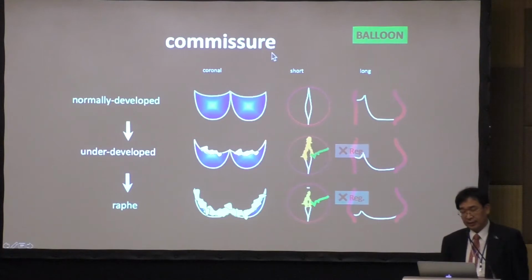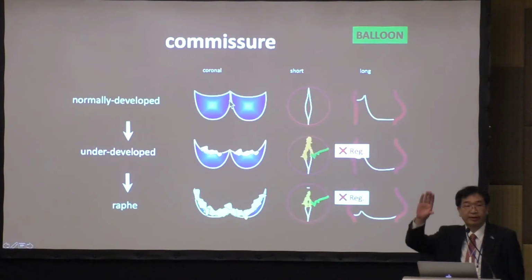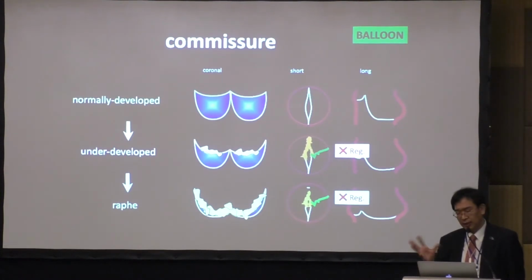Anyway, this slide shows the commissure morphology. Normally developed like that, commissure coaptation height higher is acceptable. Like that, even if the aortic valve is bicuspid, if this commissure coaptation height is higher, larger, it's okay. However, if underdeveloped, lower, almost nothing.